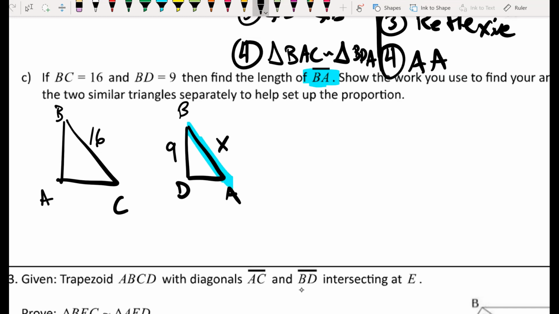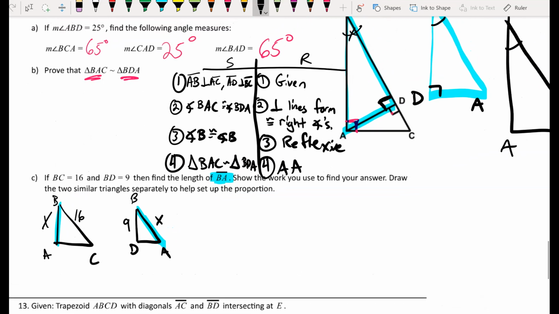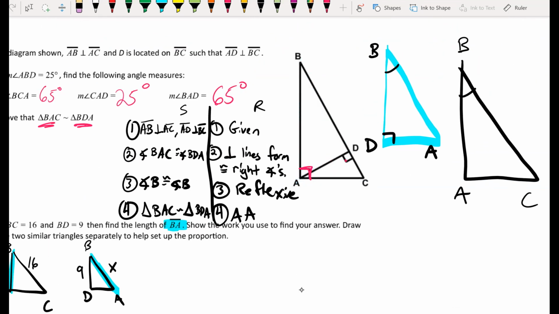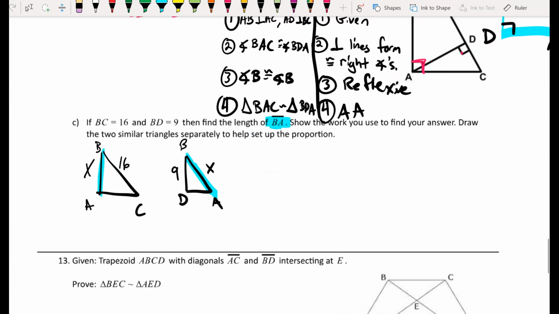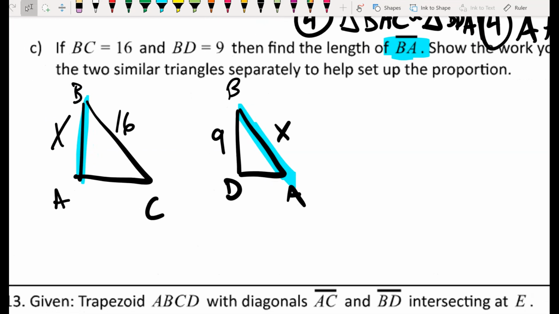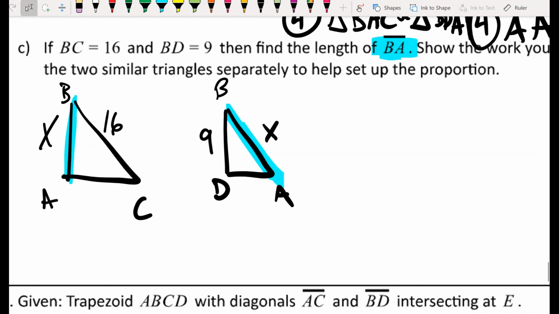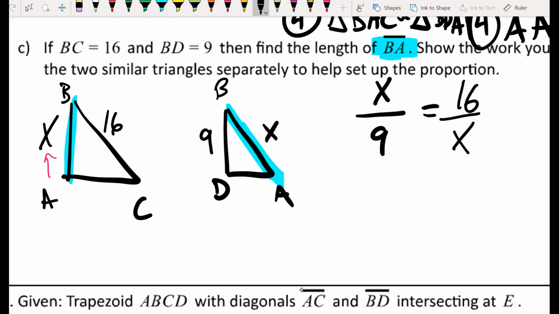All right, so I'll label it X. But wait a minute, BA is also in that triangle. And BA is the same as BA. If I look at my picture, that's actually a side length that both of my triangles share. One happens to be the hypotenuse of one right triangle, one is just a leg of the other. I'm still going to set up a proportion. I'm going to start with BA over there, that's X, over the corresponding side, which is 9, is equal to, back to my big triangle, 16 corresponds to X.